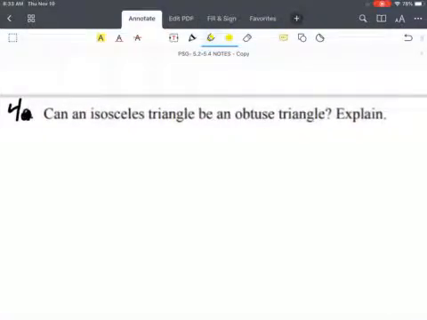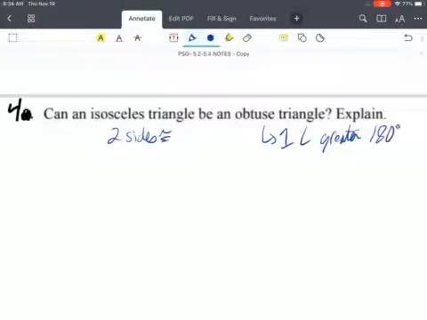Can an isosceles triangle be an obtuse triangle? So an isosceles triangle means that we have two sides congruent. And an obtuse triangle means that you must have one angle greater than 90 degrees and less than 180. Can you create a triangle that has an angle greater than 90 degrees with two sides congruent?